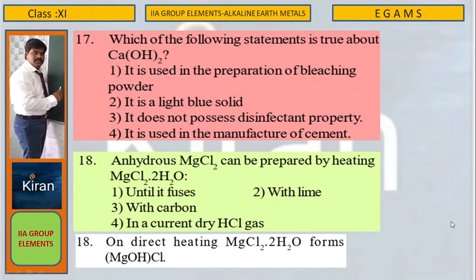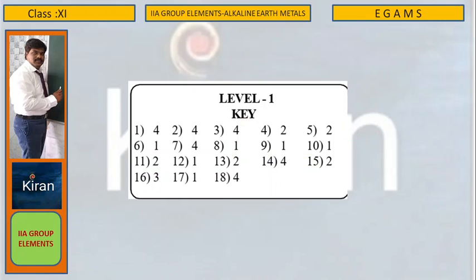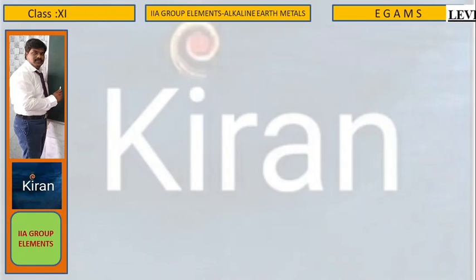18th one. Anhydrous MgCl2 can be prepared by heating magnesium chloride hexahydrate. The answer is there on the screen. On direct heating, magnesium chloride hexahydrate forms magnesium hydroxide and chloride. We go to the level 2 questions.